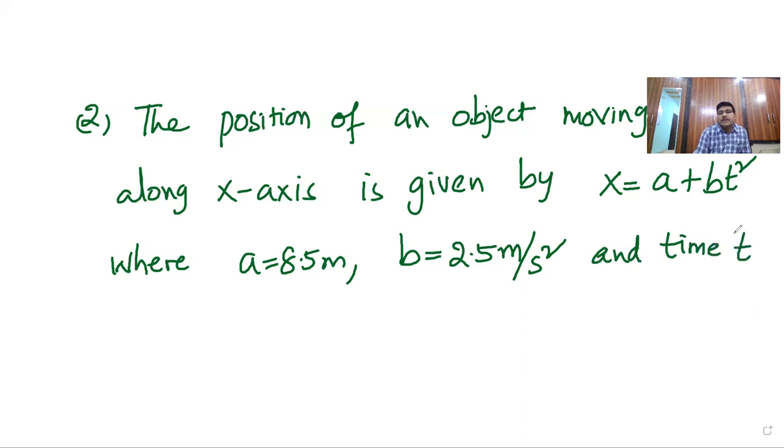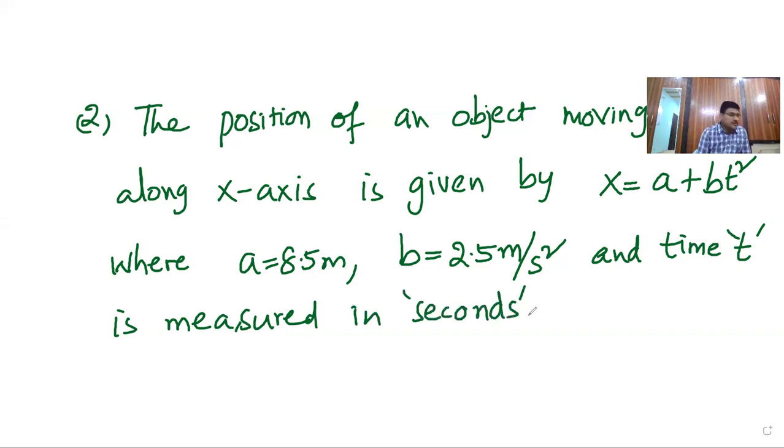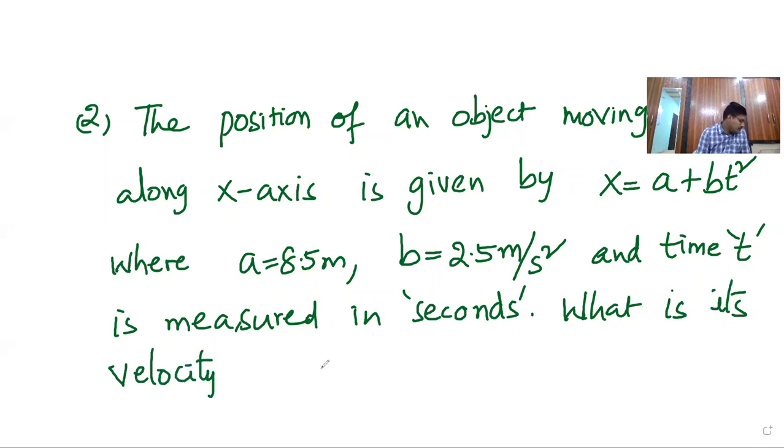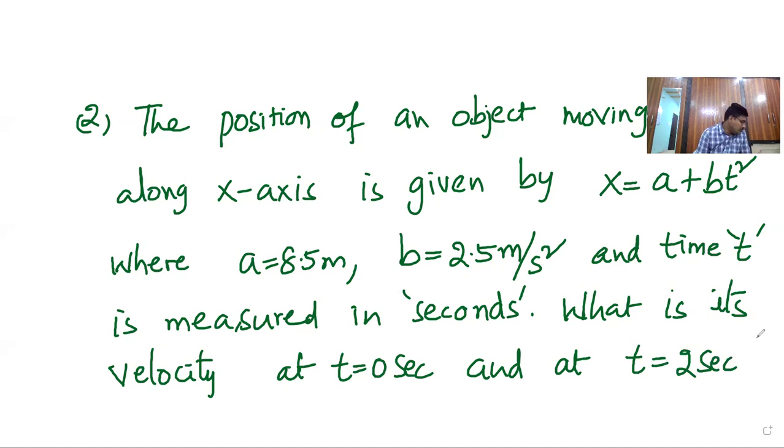Time t is measured in seconds. Now it is asking, what is its velocity at t equal to 0 seconds and at t equal to 2 seconds?